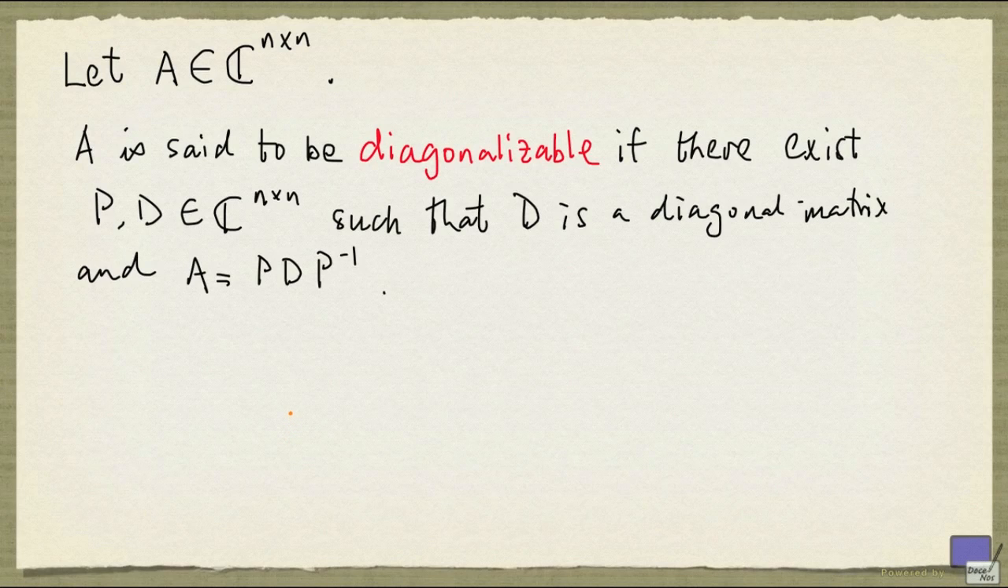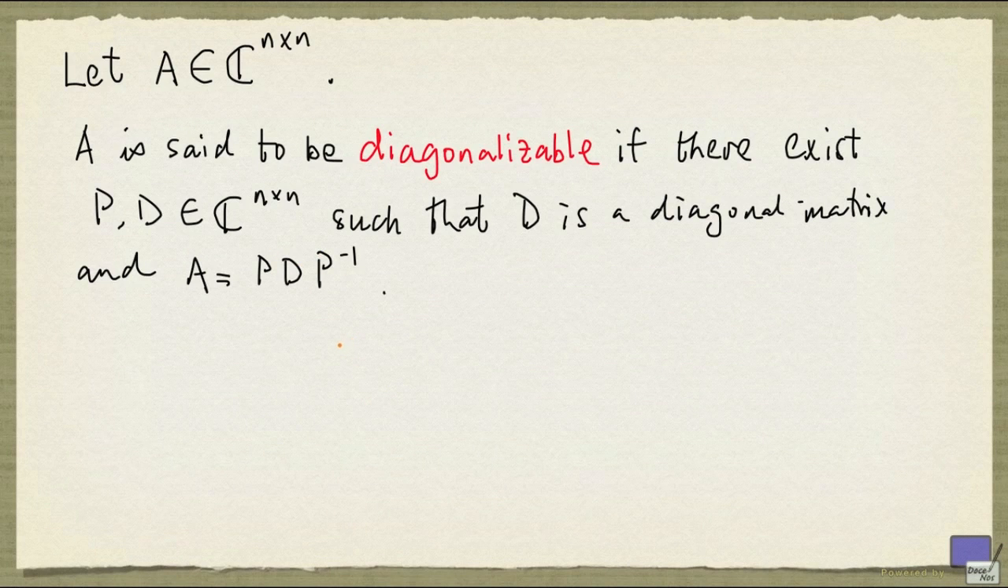Let A be an n by n matrix with complex entries. A is said to be diagonalizable if there exist n by n matrices P and D with complex entries, such that D is a diagonal matrix and A is equal to P times D times the inverse of P.